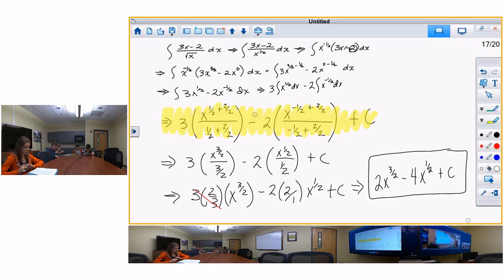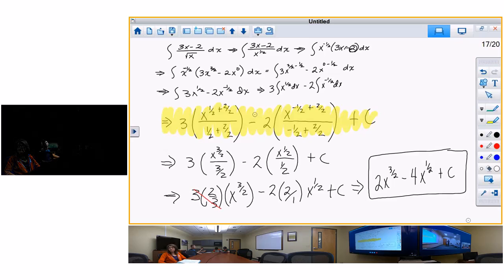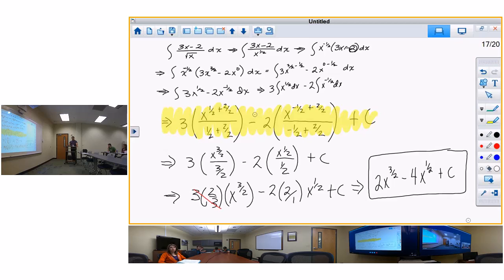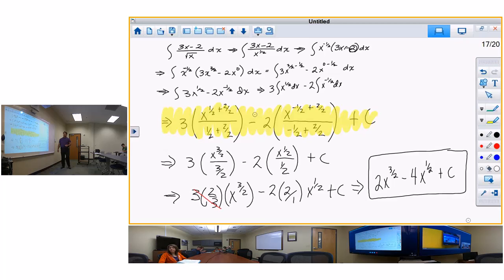Now, why did I mark the yellow? Somebody tell me why I marked the yellow out of all of that. The yellow is the calculus. The rest of it is what? Algebra. Same thing with your definite integrals. Same thing with any rules that you learn in calculus. The calculus is only 10% of the problem.